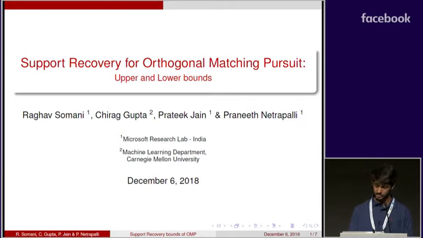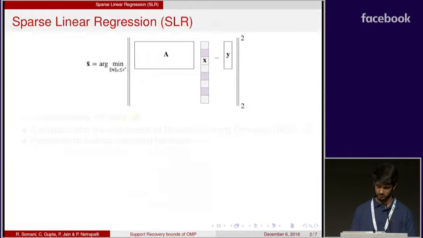In this work, we study a simple and classical algorithm, orthogonal matching pursuit, which is very popular in the domain of compressed sensing and sparse regression. So, given a matrix A with n samples each of d dimension and an observation vector y, the goal is to find a sparse vector x bar, which minimizes the least squares objective.